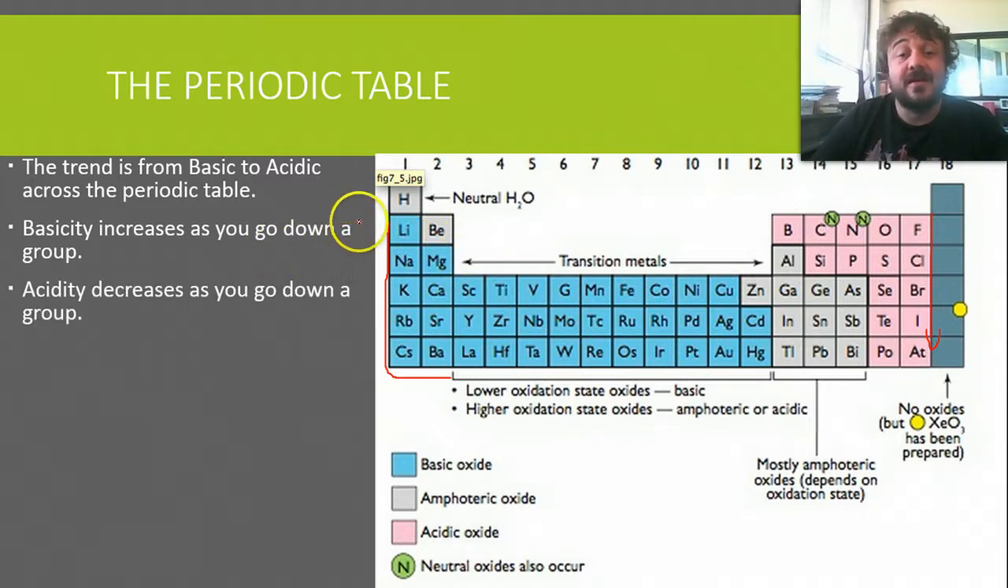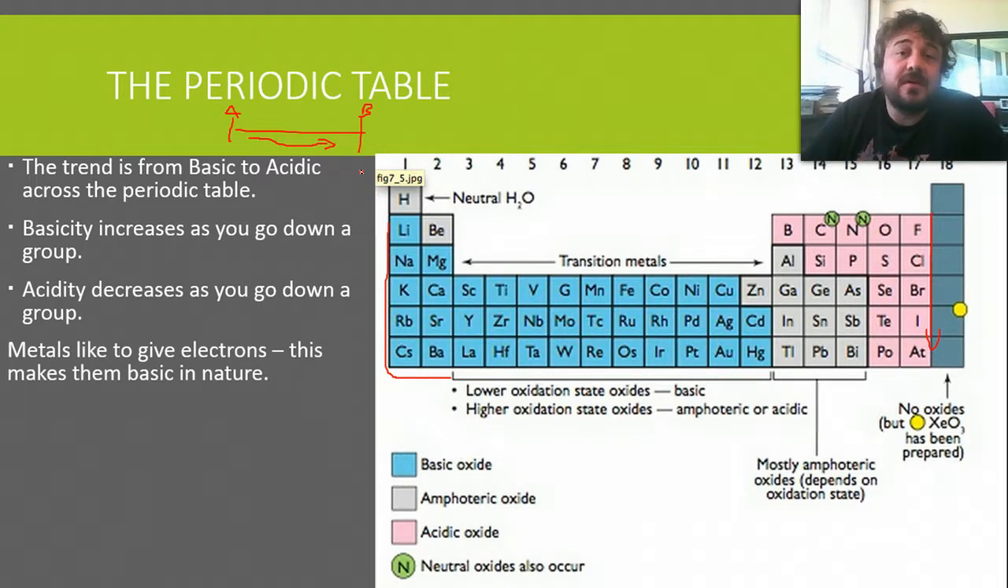So what you actually could say is that basicity is increasing as you go down here, and basicity is also increasing as you go down here. You could also say that acidity is decreasing as you go down here, and acidity is also decreasing as you go down here, because remember, it's a scale between two points. So either way, if this is basic and this is acid, as we go down a group, it moves across that scale regardless.